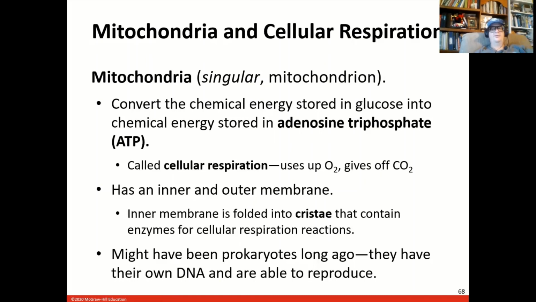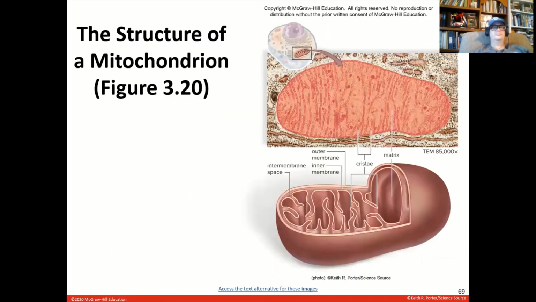The inner one is folded into cristae, and those little folds give you more surface area, so you can pack it full of enzymes to do reactions. And yeah, endosymbiosis. Most scientists think that mitochondria were prokaryotes. You already know they have their own bacteria-like DNA, their own bacteria-like ribosomes. You already know they can reproduce on their own inside the cell. Yeah. All right, and there they are. Yay, pretty picture.